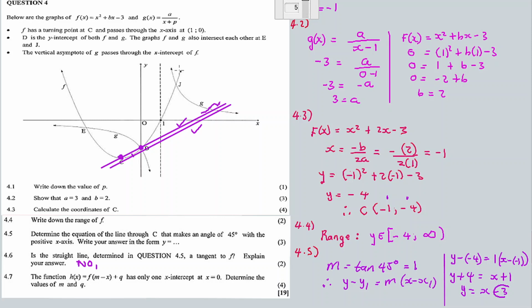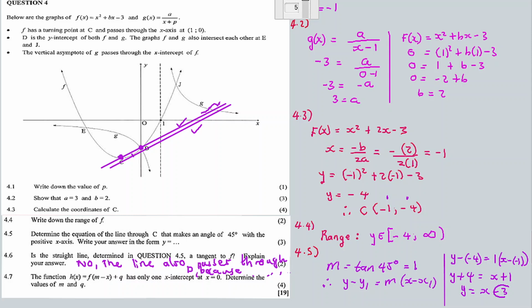It's because, what can we say, maybe the line also passes through D, right? Also passes through D because it has the same y-intercept as function f, something like that.